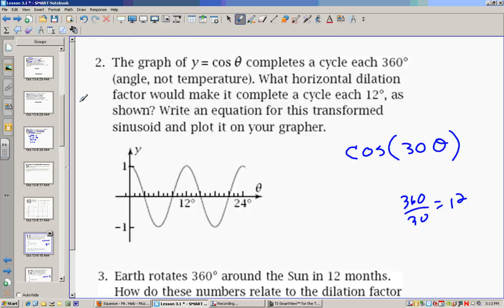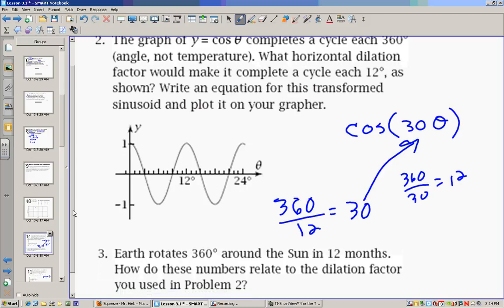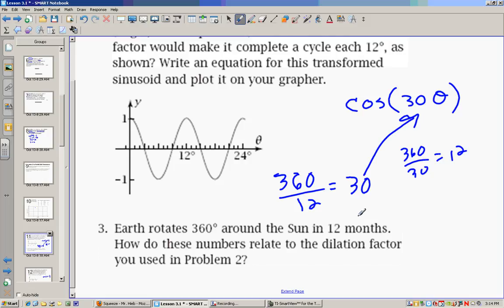All right. So now the first thing they want you to do is, now the period is 12. So 360 divided by 30 gives you 12. So 30 is what we're going to be shrinking by. Also, you could take 360 divided by your period to find out your dilation factor, which is 30, and plug that in there. Now the Earth rotates 360 degrees around the Sun in 12 months. So 30 is probably the average number of days per month.